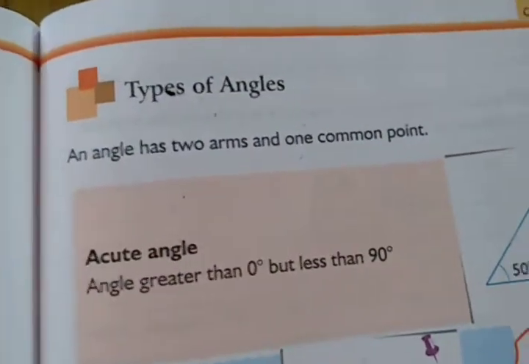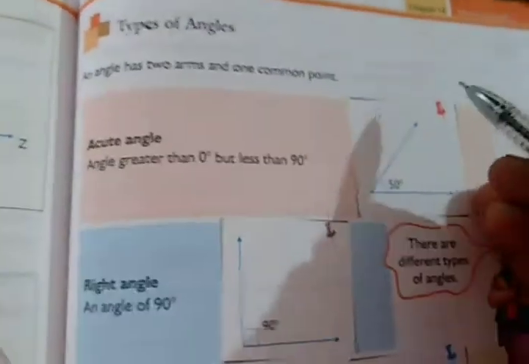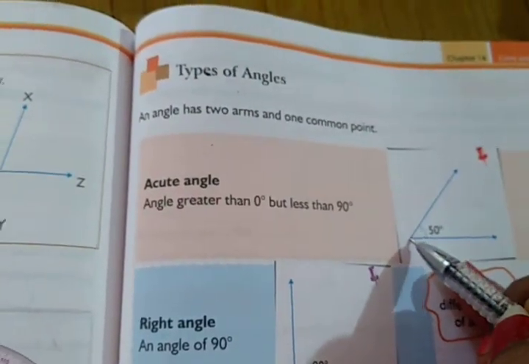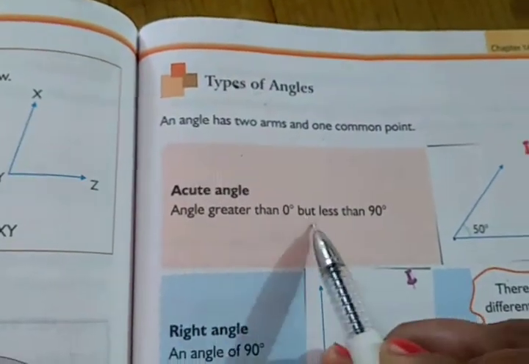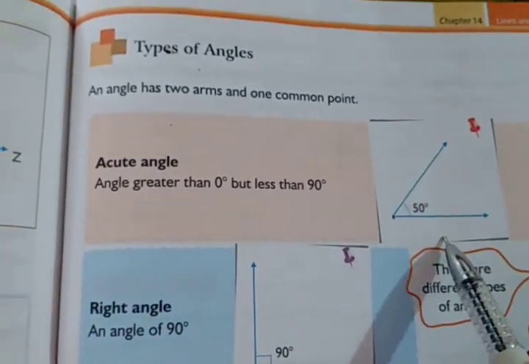Then comes types of angles. An angle has two arms and one common point. It has two arms, arm 1, arm 2, and this is the vertex. An acute angle is greater than 0 degree but less than 90 degree. These types of angles are called acute angles.